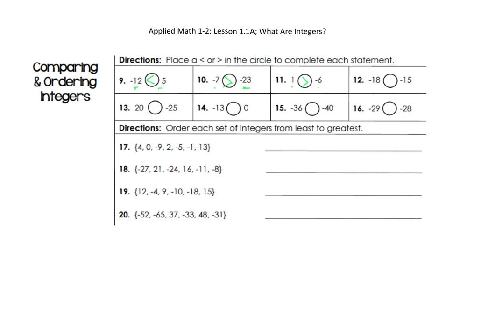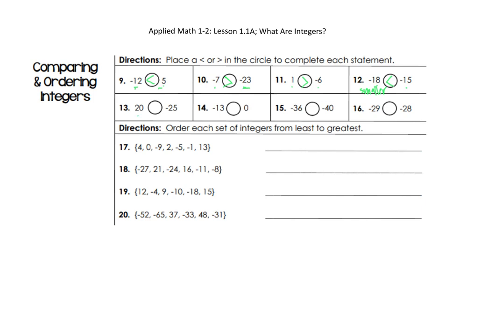Number 12, we're comparing -18 and -15. So they're both negative. Which is the larger negative number? -18 is a larger negative number, which actually means it's smaller. So our larger number is -15.